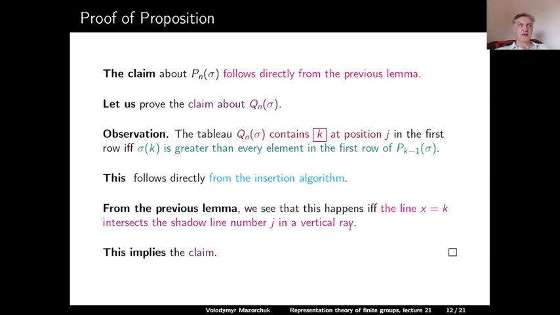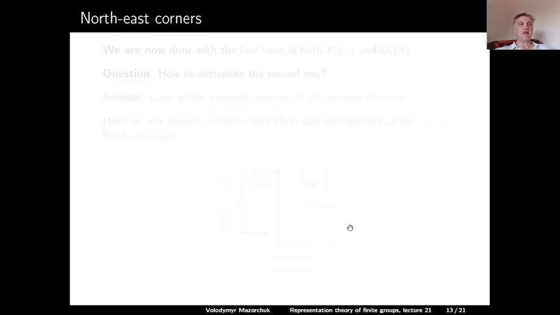So this gives us a geometric construction for the first row in the Robinson-Schensted correspondent of sigma, both for the insertion and the recording tableaus. But how do we proceed with other rows? In order to do this, we need to look at northeast corners of the shadow diagram.